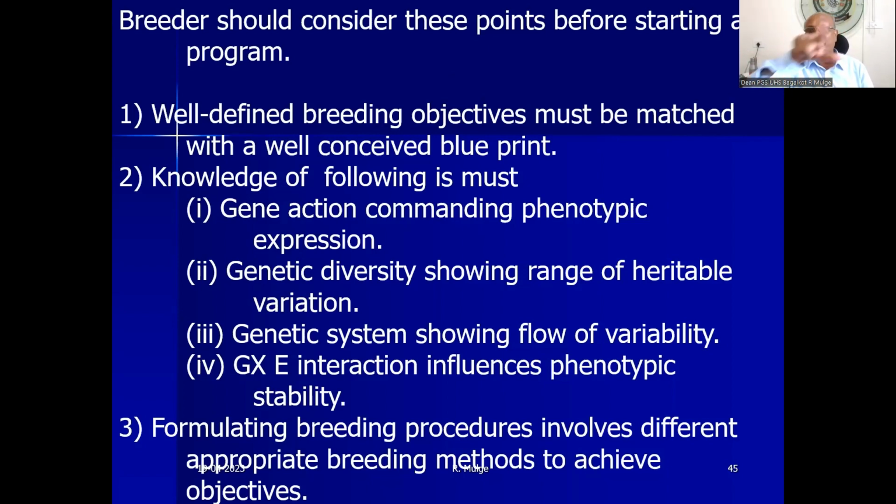Then, depending on all this knowledge, you have to formulate the breeding procedure involved in different appropriate breeding methods, right? Whatever you read and learn in the textbooks and the classes, what is going to be applicable for that crop, depending on the situation and requirement. So breeding methods, you should design all this to achieve the objectives you have set, which are meaningful, and required, not for self-interest.